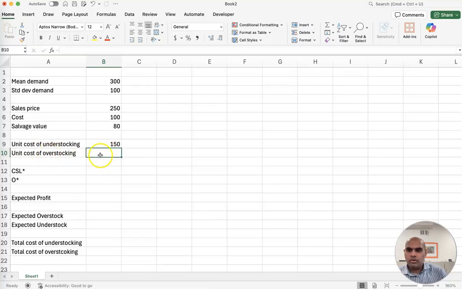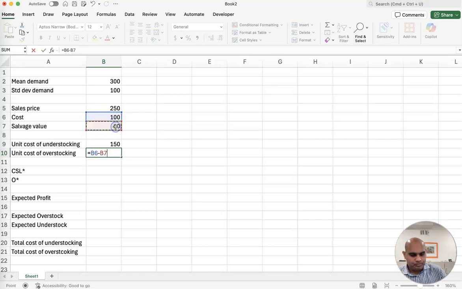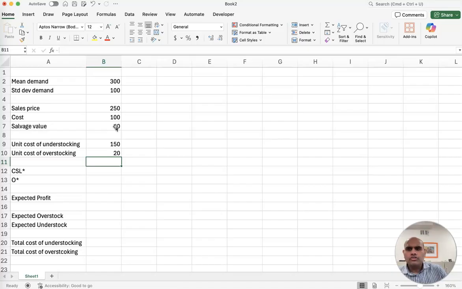Now, the unit cost of overstocking, when you have extra, is the difference between the cost and the salvage value. So if you overstock, if you have too many items, it's going to cost you about $20. If you have too few items, it is going to cost you $150. As you can see, there's a mismatch. The cost of overstocking is way less than the cost of understocking, so it is way better for us to overstock than to understock.